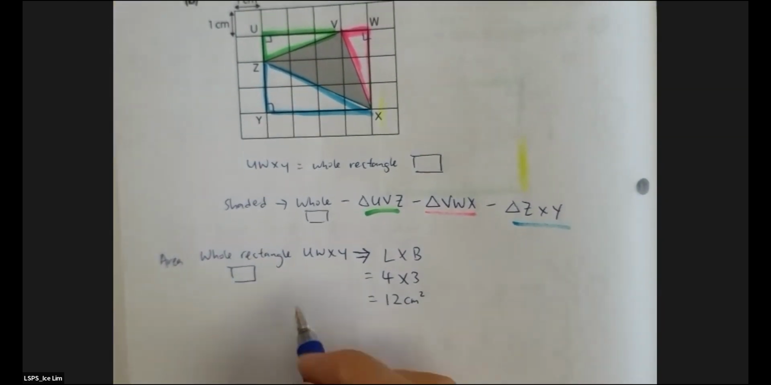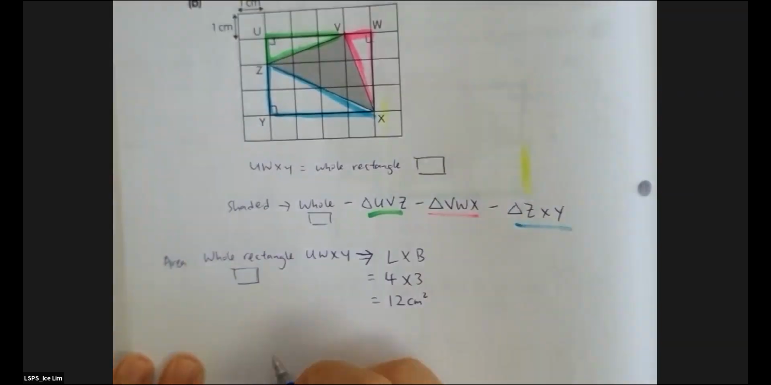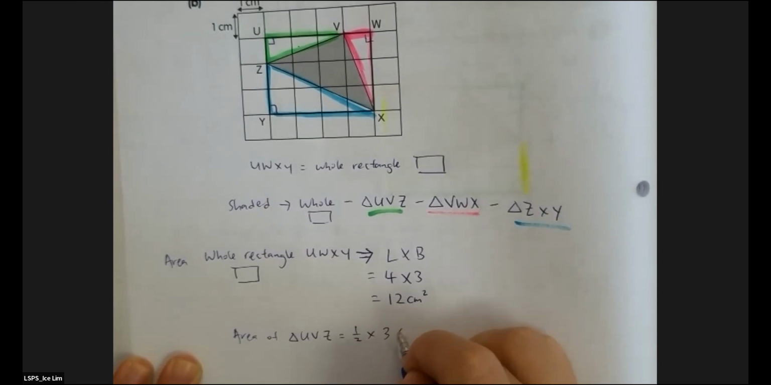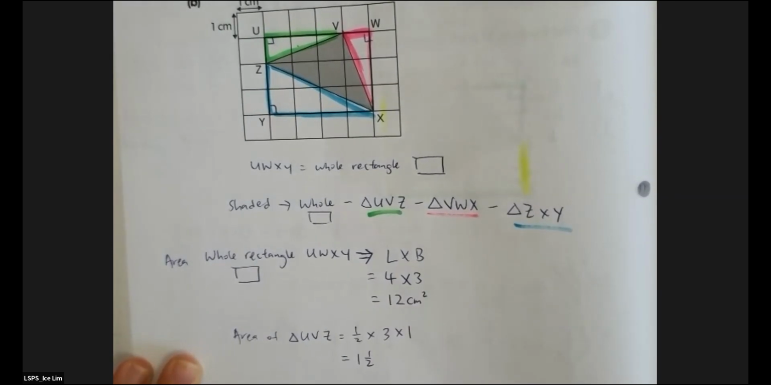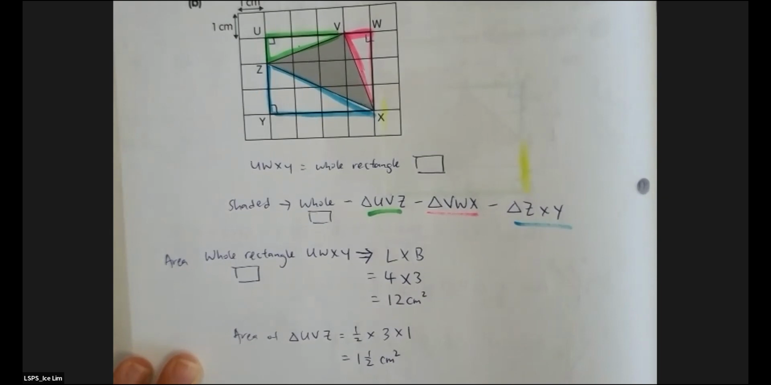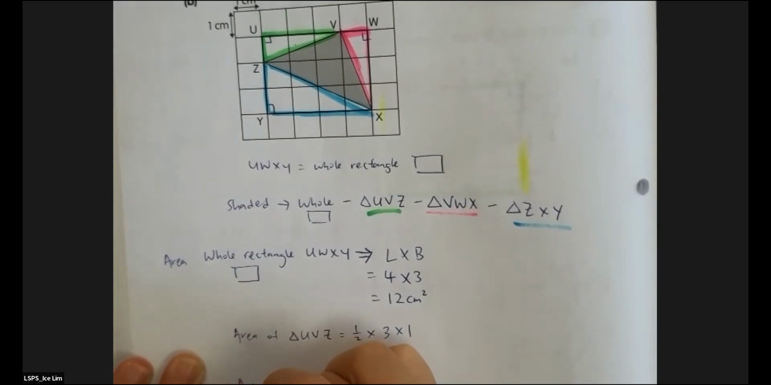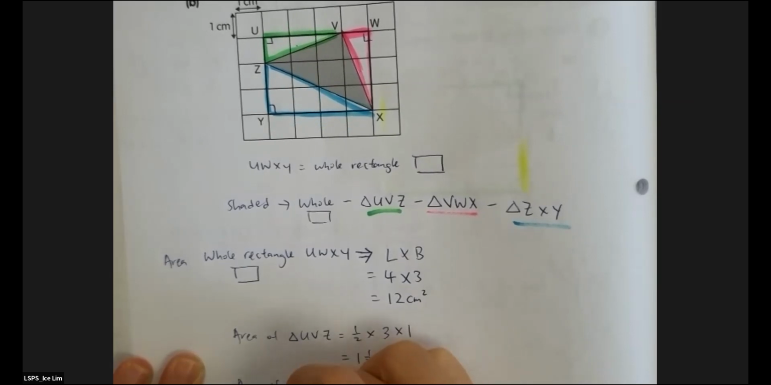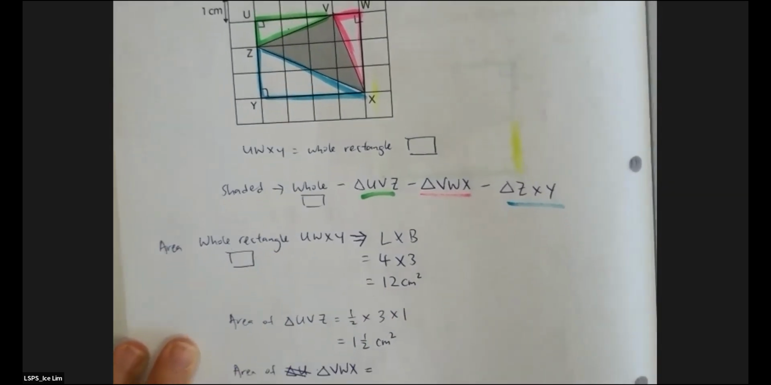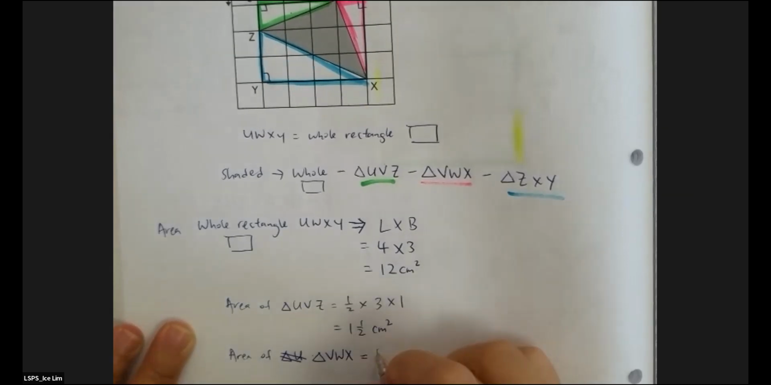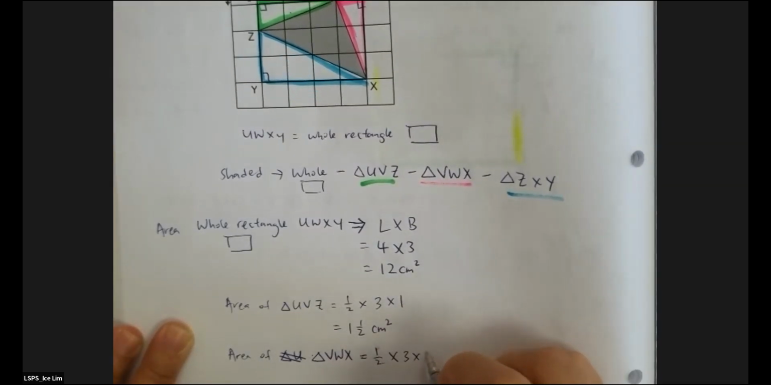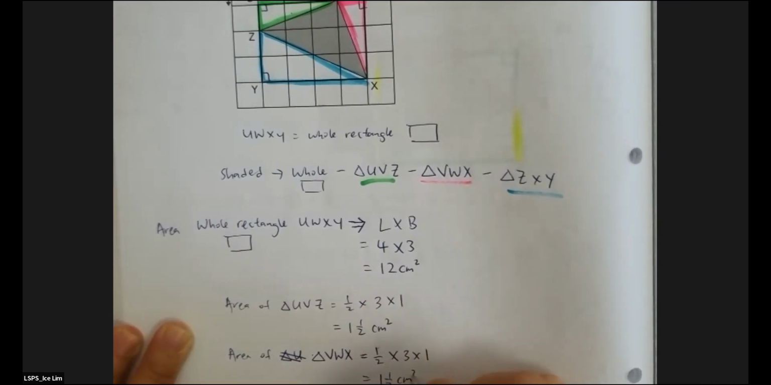Then I move on. I find each triangle by itself. I go with the green color one first. Area of triangle UVZ, half times 3 times 1. That will be 1.5. Then I have the pink color one, triangle DWX. Area of triangle DWX will be half times 3 times 1. That's also 1.5 square centimeters.